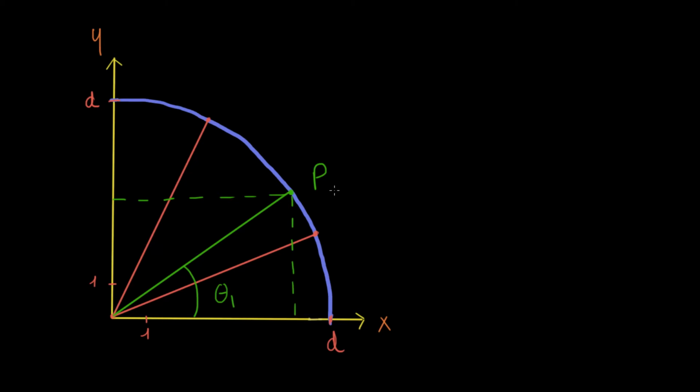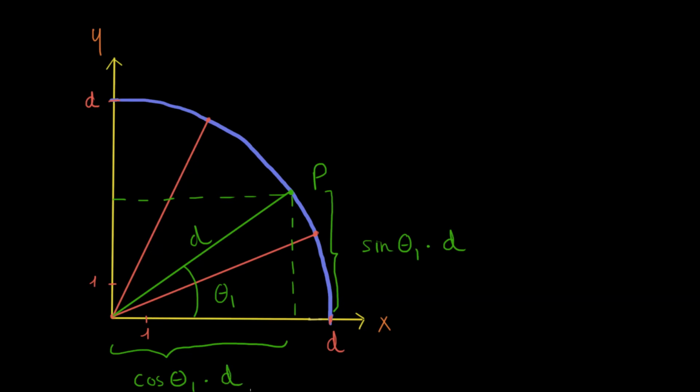We can easily determine these distances. First, let's try to determine the distance we covered in the y direction. Well, with a little bit of trigonometry, we can determine that this is equal to the sine of theta 1 times d, this distance. The same way, we can determine the distance we covered in the x direction, which is equal to cosine of theta 1 times d.